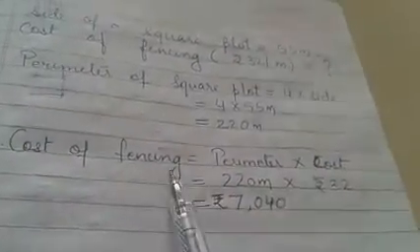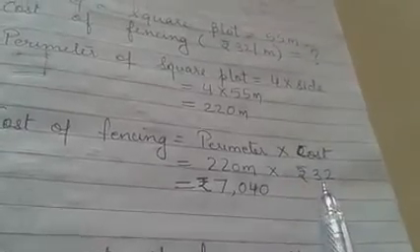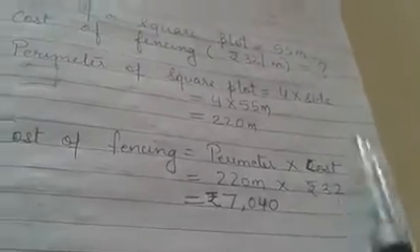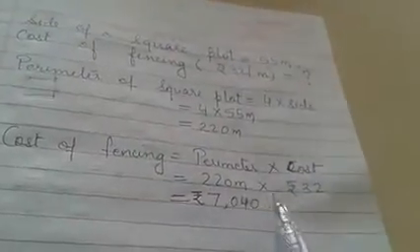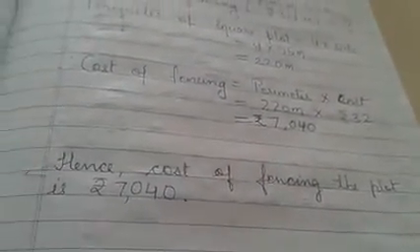Cost of fencing, I have told you, is perimeter multiplied by cost per unit. So 220 and cost is 32. Multiply correctly, because you will write everything correctly, but when it comes to multiplication, division, addition, subtraction, you all make mistakes. So do it carefully. Hence the cost of fencing the plot is rupees 7,040.